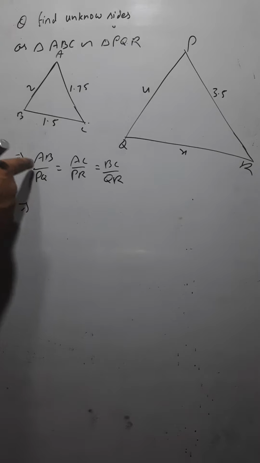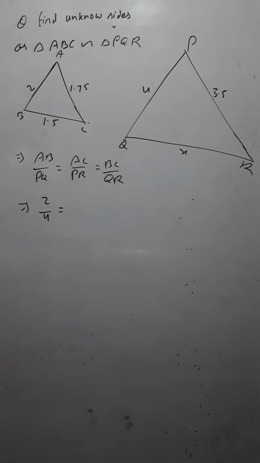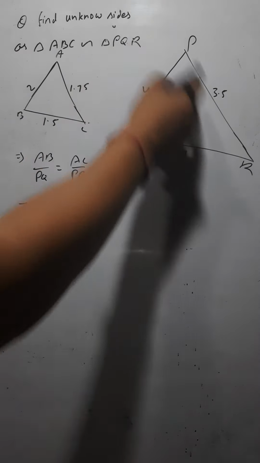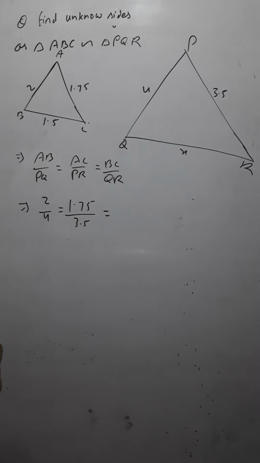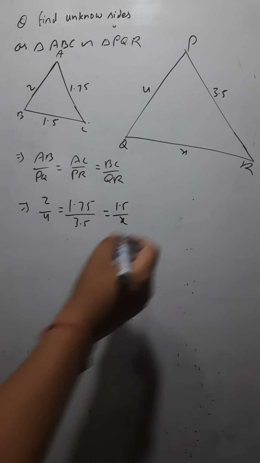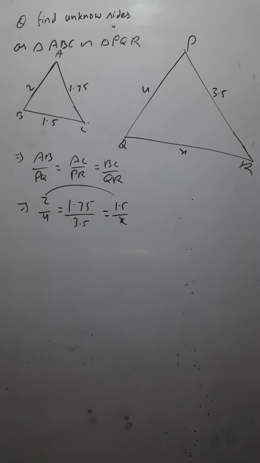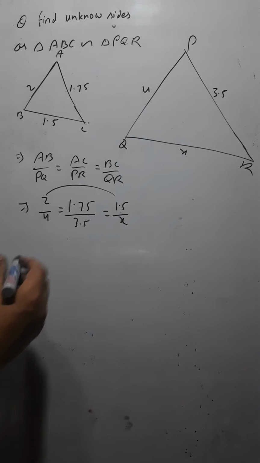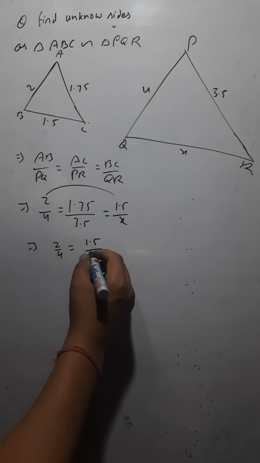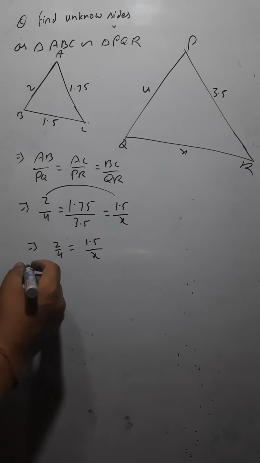Now put the values here. Value of AB is 2, PQ is 4. Similarly AC is 1.75, then you have PR, which is 3.5. Then you have BC 1.5, then you have QR that we have taken as x. So we would take first and last together because all are equal. So if you write 2 by 4 is equal to 1.5 by x, then just cross multiply, you would get the value of x.